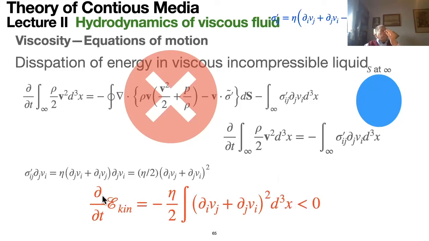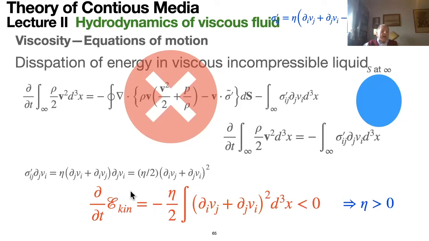The change of the kinetic energy due to the dissipation, due to the friction, must be a negative number. This is the integral of a quadratic expression, so the value of that integral is positive. Because the left-hand side is negative, that implies that the viscosity coefficient must be positive.